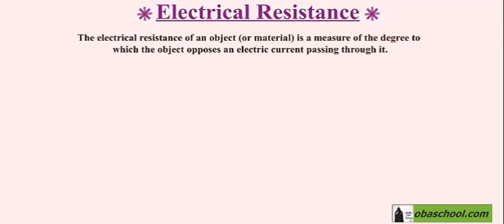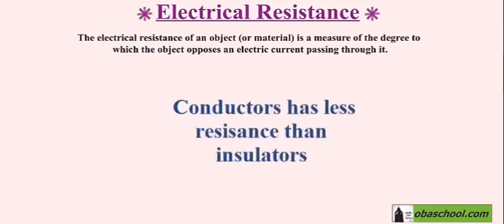In this tutorial, we will talk about electrical resistance. The electrical resistance of an object or material is a measure of the degree to which the object opposes an electric current passing through it. For example, conductors have less resistance than insulators.